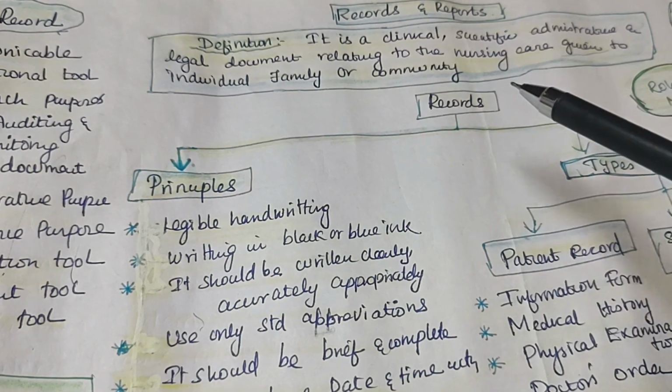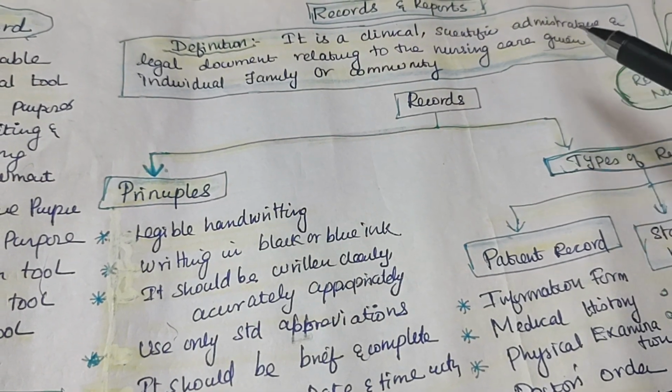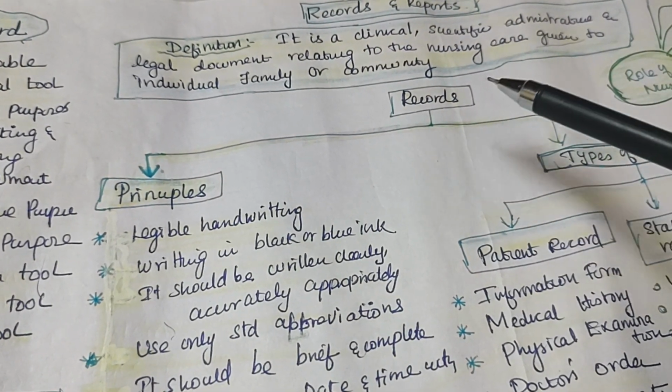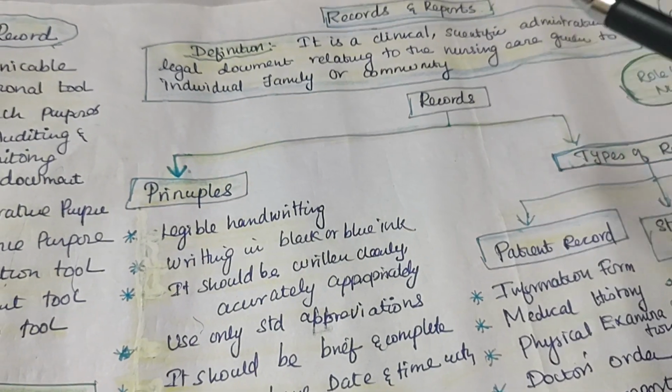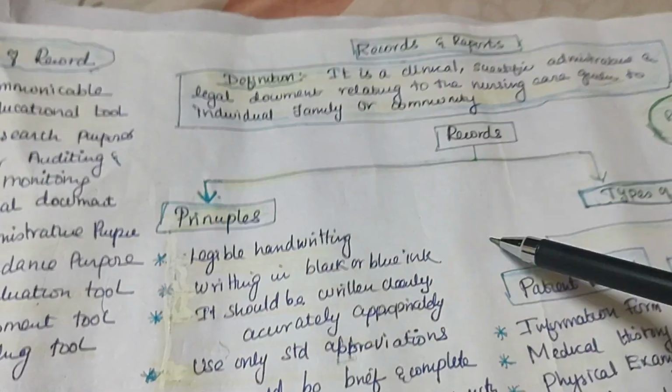What is a record? A record is a clinical, scientific, administrative, legal document relating to the nursing care about the family, about the patient. The recorded information is called the record.